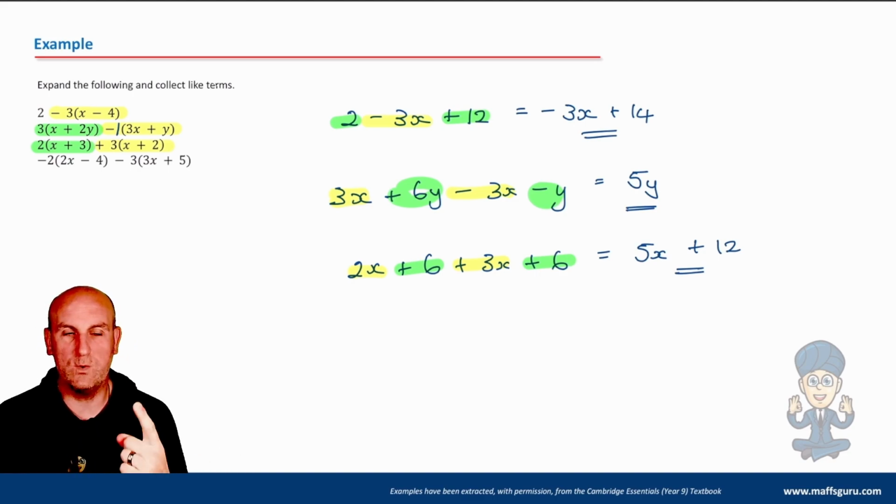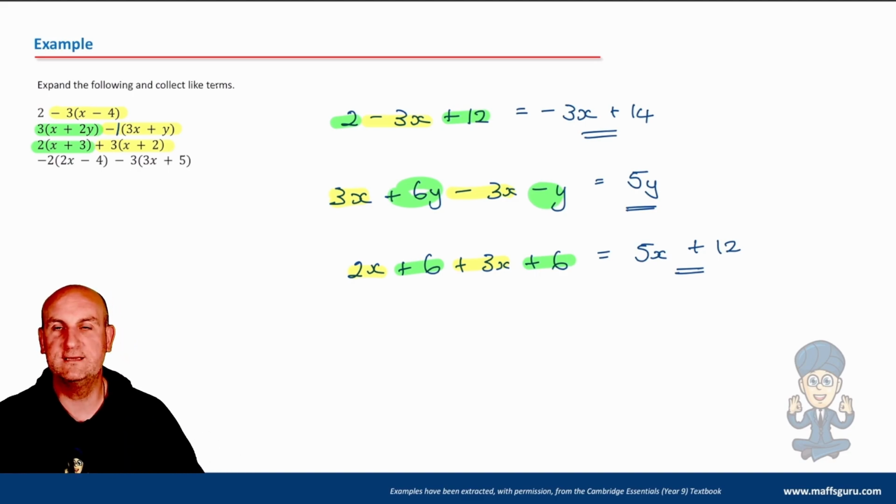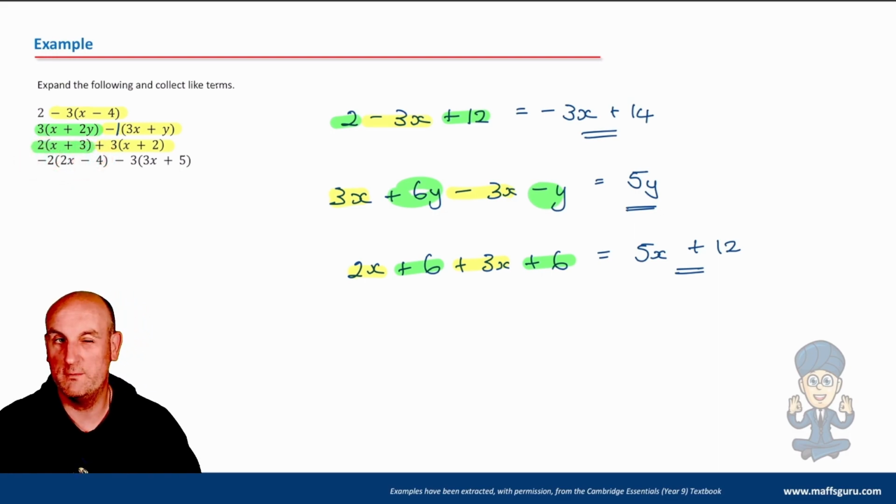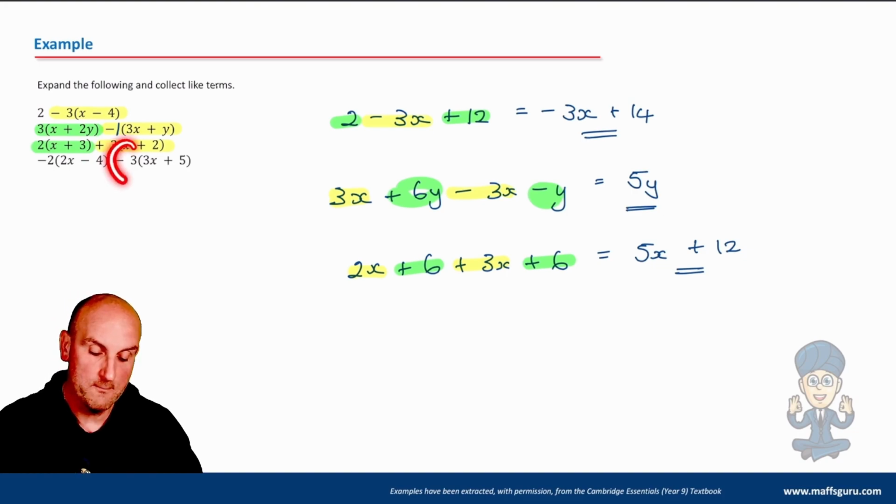Wow, zipping through this. One more of these. Do a couple more examples after this, and then we will call it a day for this video. Right, what have we got here? Minus 2 times 2x, minus 2 times minus 4. So we've got a minus and a minus we've got to be careful of there. Minus 3 times 3x, and a minus 3 times plus 5.